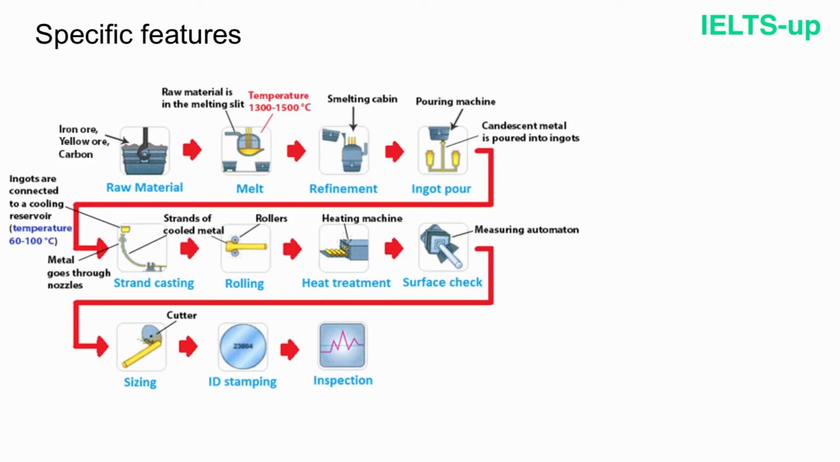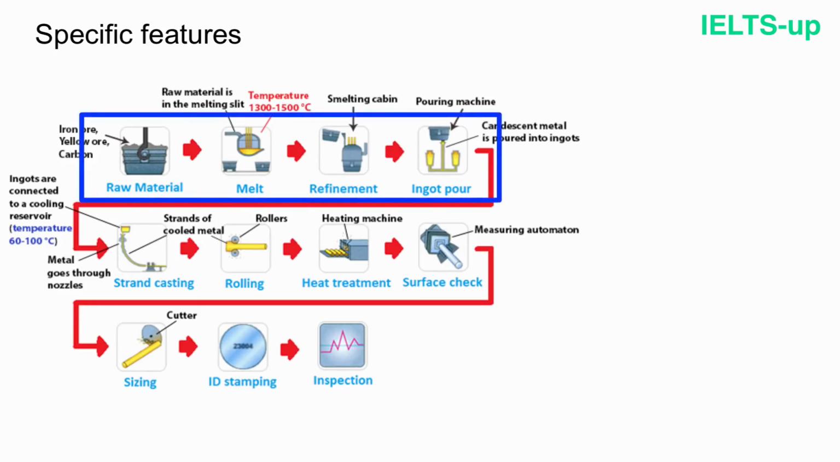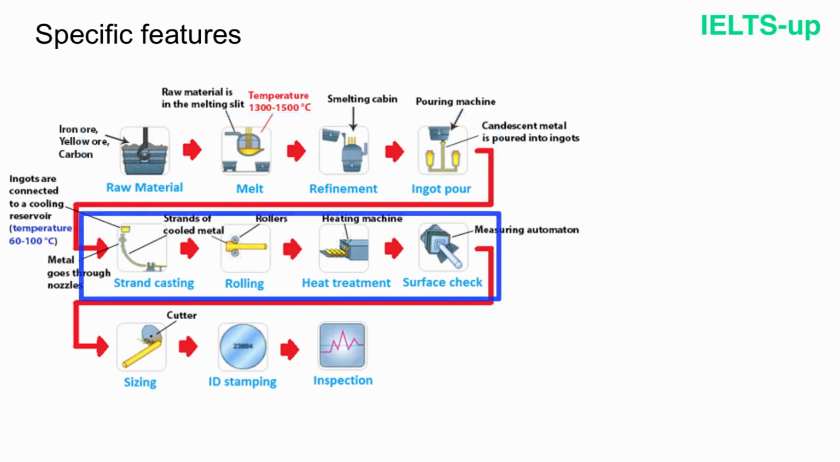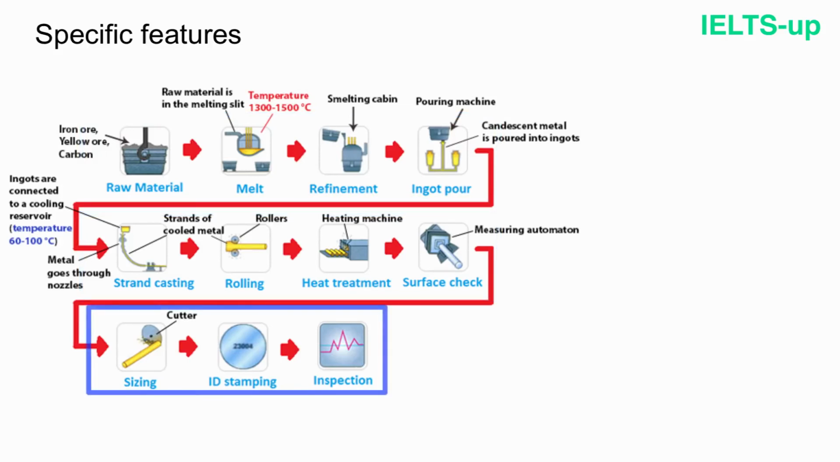I decided to divide the specific features into 3 paragraphs, so that the first paragraph writes about the first 4 stages of our process. The second paragraph writes about the next 4 stages. And the last paragraph writes about the last 3 stages. Now, I will explain to you how to describe each stage of our process.